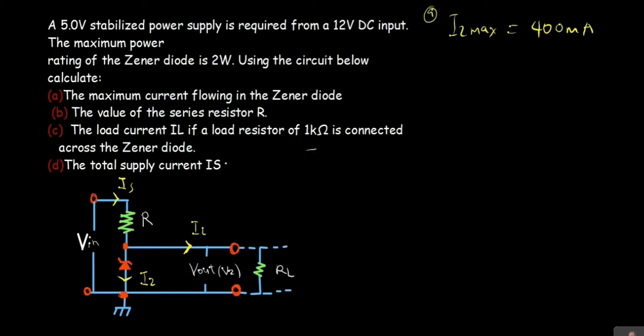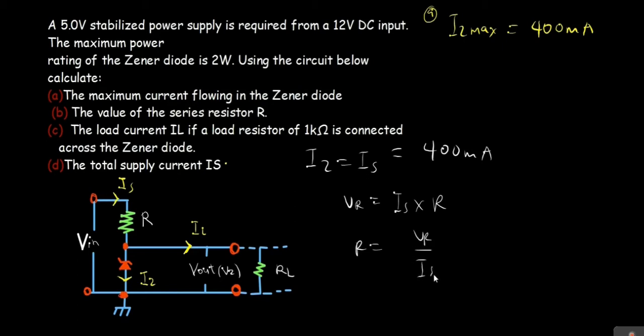So therefore we see that IZ will be equal to IS. If that's the case, then this will be equal to 400 milliampere, because you know the current in the Zener diode is 400 milliampere. That's what we found. So we are going to use this same current for the source current. It's the same current that will be through this resistor here. So now you know that the voltage across the resistor, let's name this VR, will be equal to IS times R. You want to find this R, so R will be equal to VR over IS. But we already know IS to be equal to 400 milliampere. So I'm going to find VR.